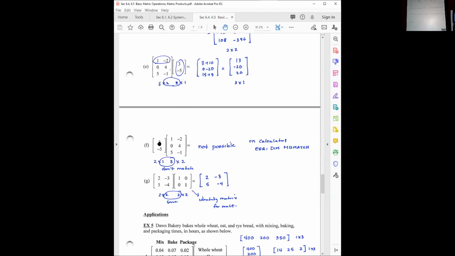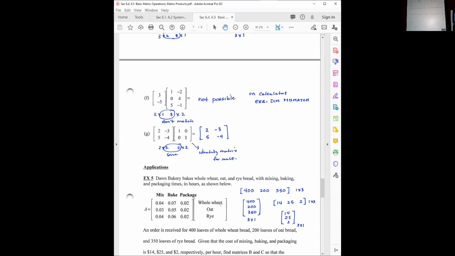Just make sure you know how to write the dimensions down, right? So always row by column. 2 rows for this guy right here, 1 column. So 2 rows, 1 column. 3 rows, 2 columns. Don't forget.